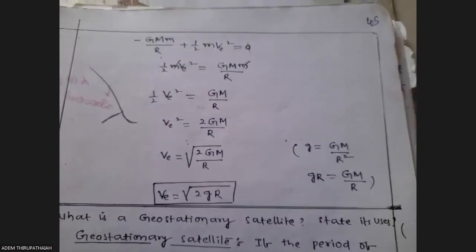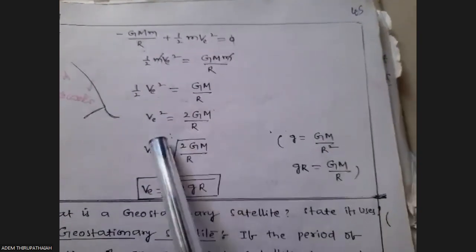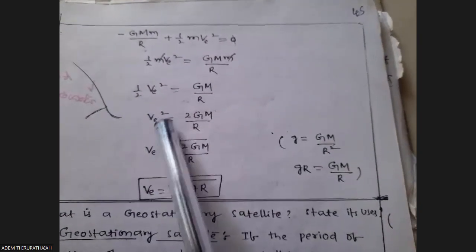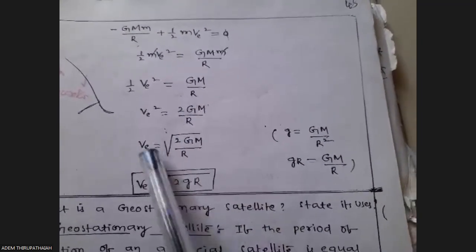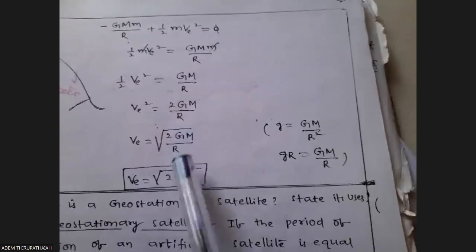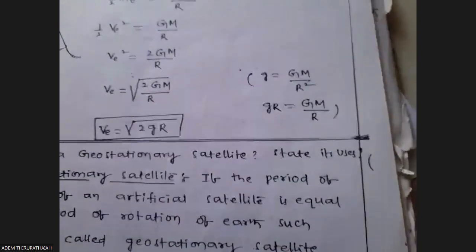Half mv square is equal to capital G, capital M, small m by R. V square is equal to 2GM by R. The 2 goes to the other side, so v square is equal to 2GM by R. V equals the square root of 2GM by R. You know the relation between small g and capital G? gR square equals GM, so GM by R equals gR. Substitute, so v is equal to root of 2gR.